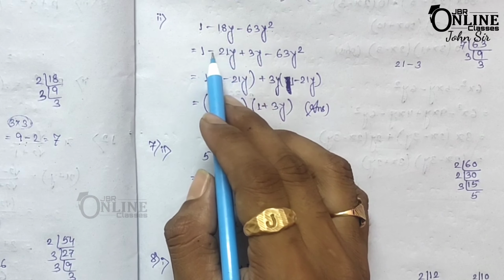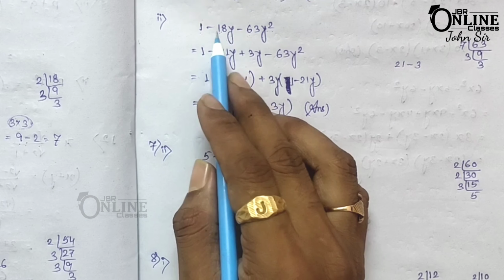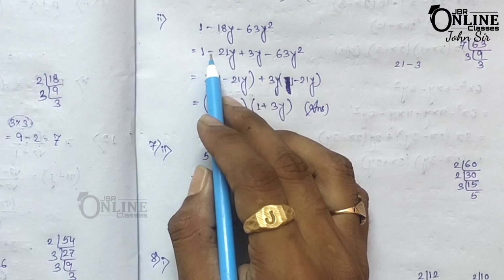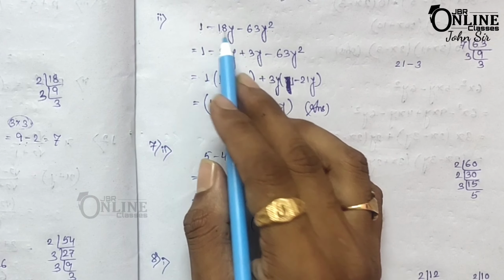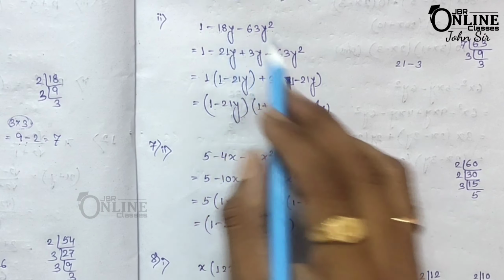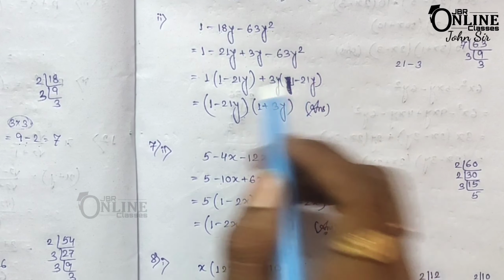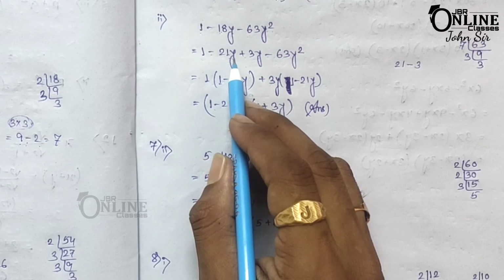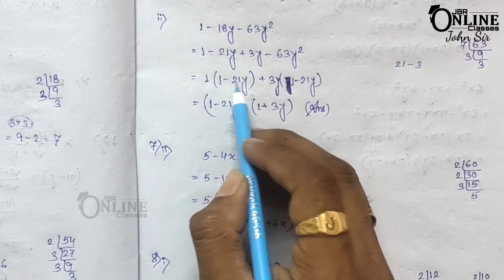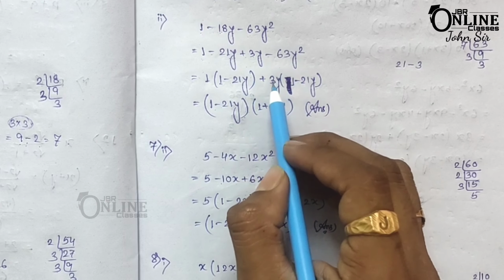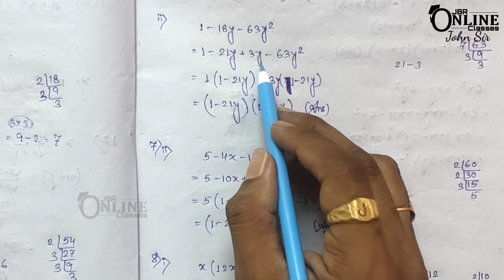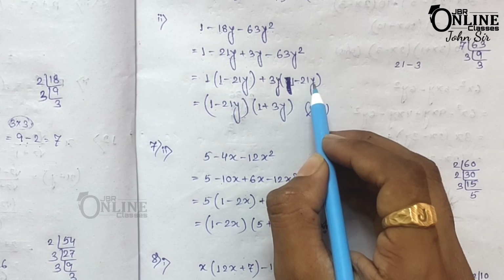Okay, so here minus 21y and 3y, write down first the greater one, minus 21y plus 3y, that becomes minus 18y. So minus 63y square. So from the first two terms the common term will be 1, so 1 minus 21y as remaining, and from the next two terms the common term is 3y. So if 3y is common, then it becomes 1 minus 21y.